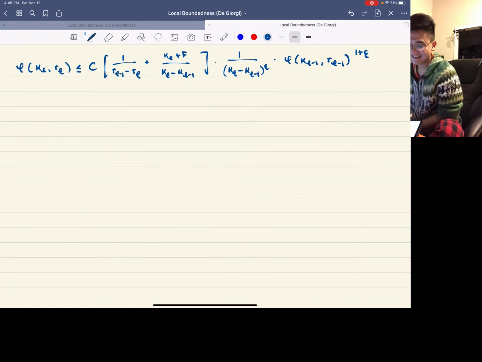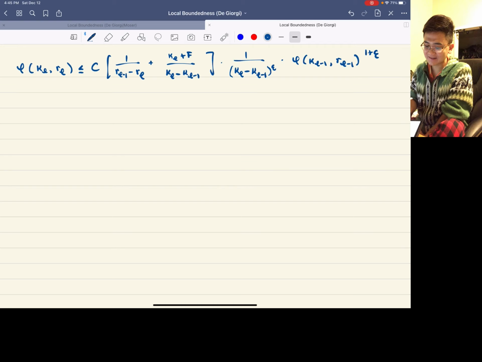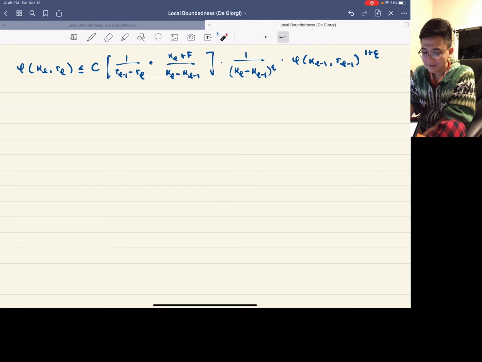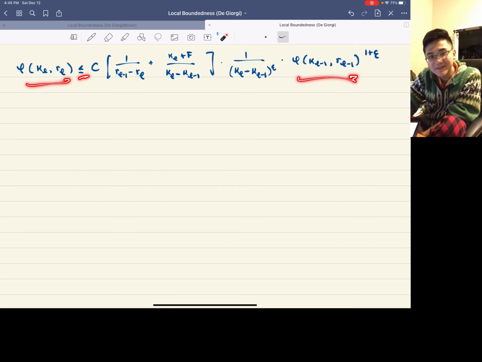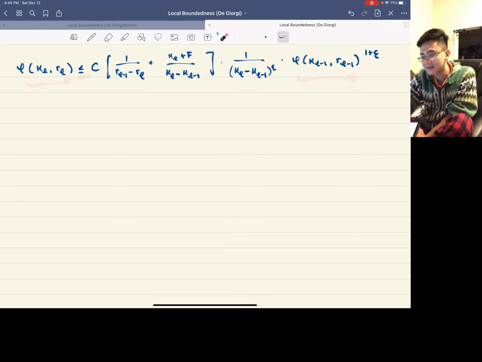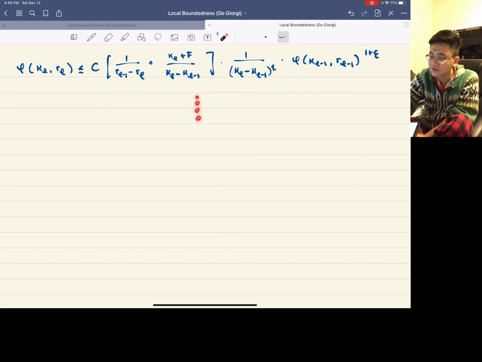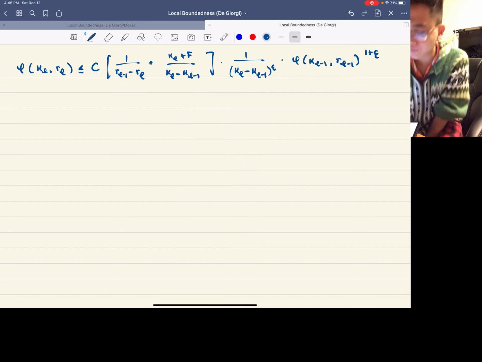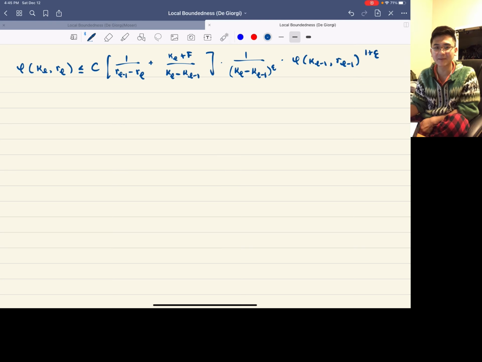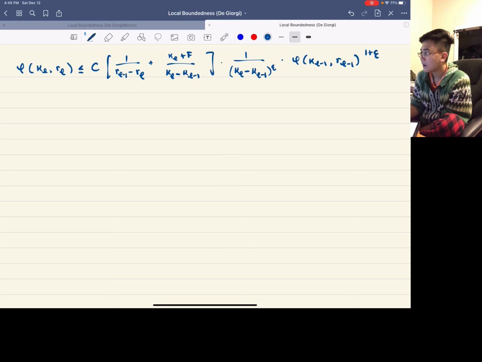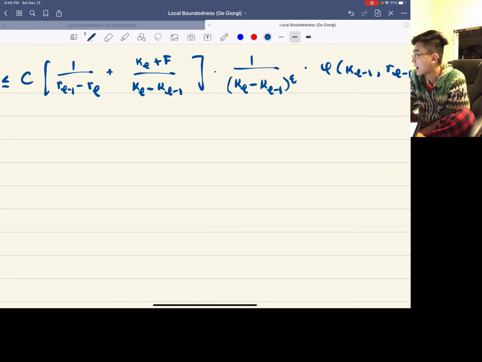Okay, so this is nice, and this is sort of something common in analysis. You have some kind of a sequence, and you have that this is less than or equal to something at like the previous step. So the idea is you can sort of iterate it so that you reach phi of K0, R0. We're not gonna get exactly that because it's a bit messy, but we'll see. Okay, so let's sort of work with this nasty bound.